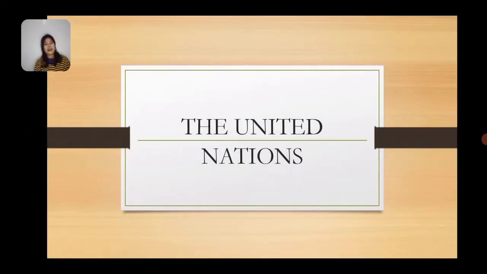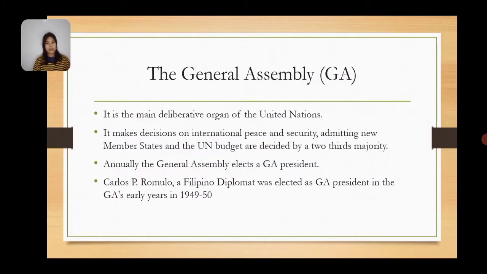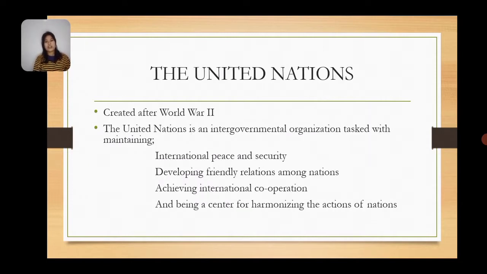Good morning. I am Rosaline from Group 3. I am going to discuss my topic about the organs of the United Nations. The United Nations was created after World War II. The United Nations is an intergovernmental organization tasked with maintaining international peace and security, developing friendly relations among nations, achieving international cooperation, and being a center for harmonizing the actions of nations.